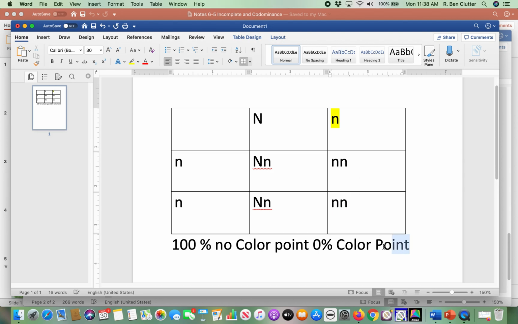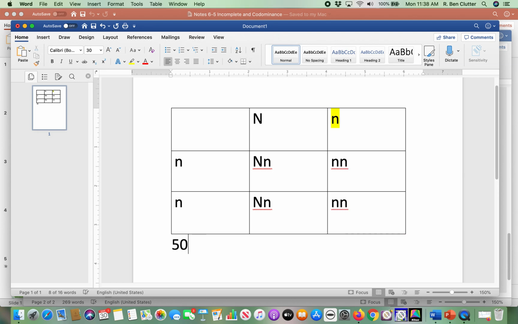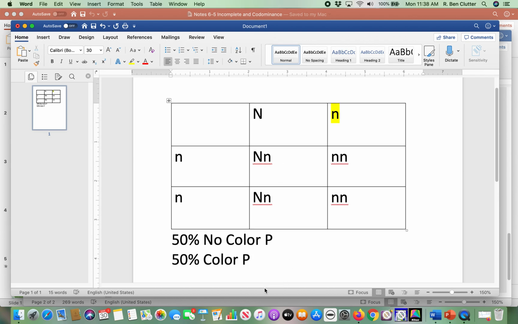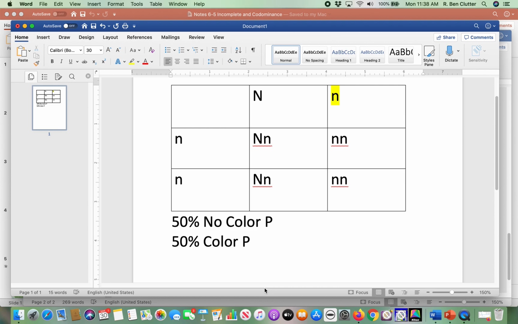Well, now we're going to end up with 50% normal or no color point and 50% color point. All right. And this is a 1-to-1 ratio. You might say, well, why isn't it 2-to-2? Well, that can be simplified. So this is a 1-to-1 ratio, no color point to color point.